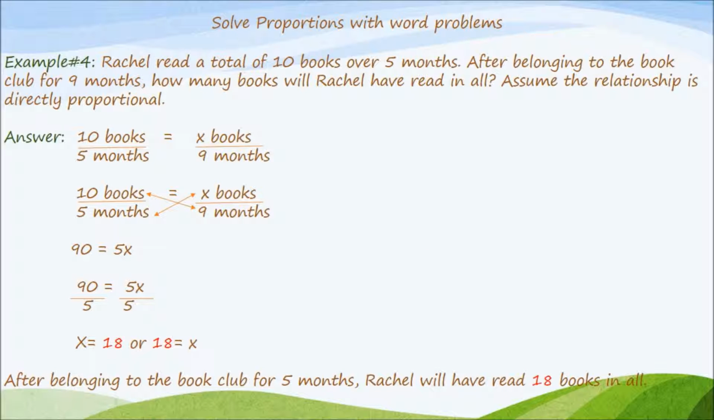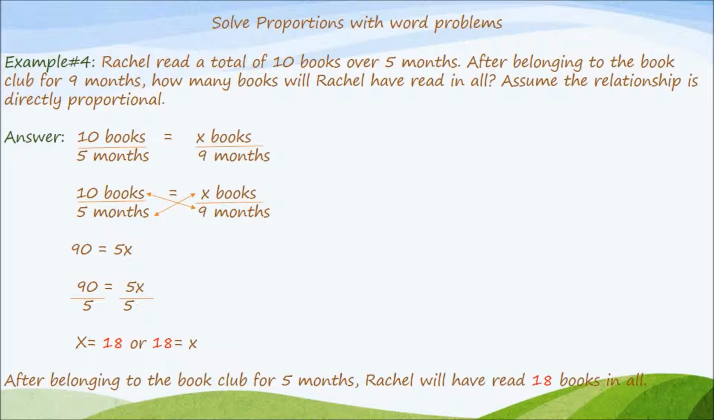All right, let's read that question again. Rachel read a total of 10 books over 5 months. After belonging to the book club for 9 months, how many books will Rachel have read in all? Assume the relationship is directly proportional. Okay, so we have 10 books divided by the 5 months, which is equal to X books over 9 months.